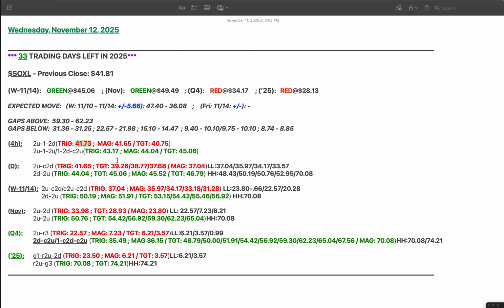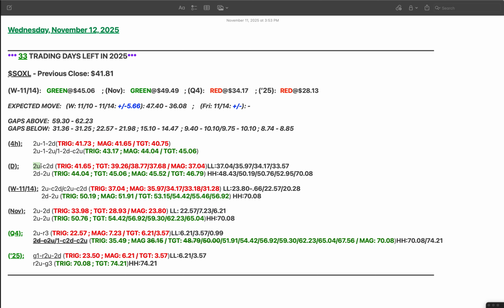and that triggers at 41.73 with the magnitude of 41.65. So not a lot of magnitude there, but we've got our extended target of 40.75, which I believe, if I'm not mistaken, is the 78.6 fib of the bull flag from the April low. Now, if we go to the upside, that triggers a 2-1-2 up, and if we reach the magnitude of that, that triggers a 1-2 down combo 2 up. So the 2-1-2 up triggers at 43.17 with the magnitude of 44.04, and if we trigger that 1 combo 2 down combo 2 up, we've got an extended target of 45.06.